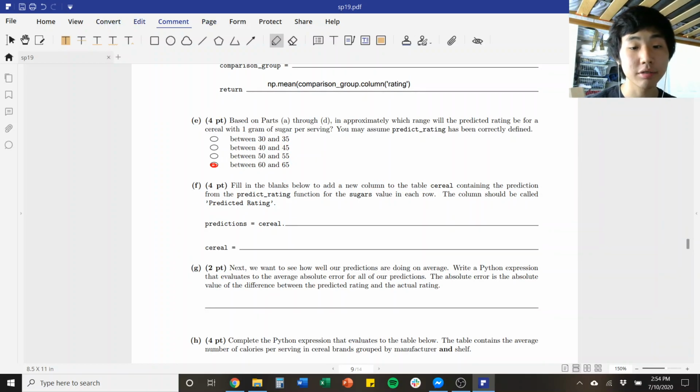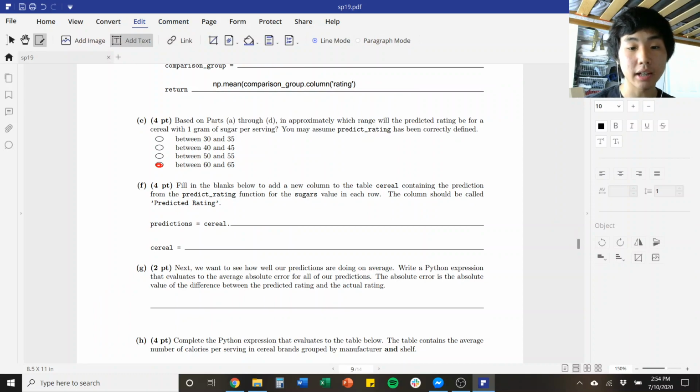So now part F is to fill in the blanks to add a new column to cereal containing the prediction. Okay, so the way we can add a new column by using a function on a different column in that table is the apply function. So we're going to apply the predict_rating function, and we're going to apply it on the column sugars. Okay. Oops, let's close the parentheses.